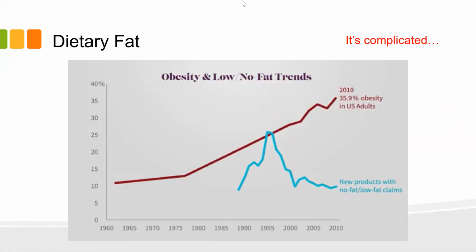So this is showing what happened in the 1980s, right? The whole trend was, oh, dietary fat is bad for you. So let's make some low fat and no fat products, right? And there were tons of people taking fat out of their diet, and you can see the number of no fat and low fat products peaks here around 1996 or something like that, and the obesity kept going up. So what is going on?